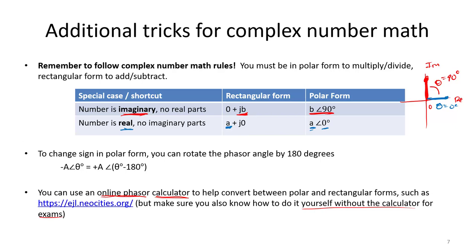One other helpful trick is, you'll remember if we have a negative sign in front of the amplitude, we typically write our amplitude as a positive number since it is basically our distance from the origin. So if we need to change our sign, remember that's essentially just rotating our phase angle theta by 180 degrees. So if we need to change the sign of a phasor in polar form, all you need to do is rotate that phase angle by 180 degrees.